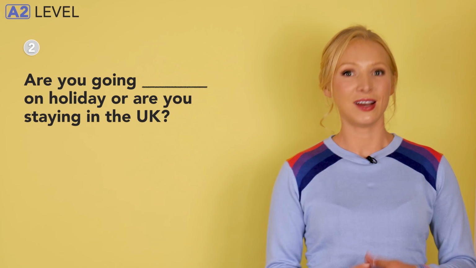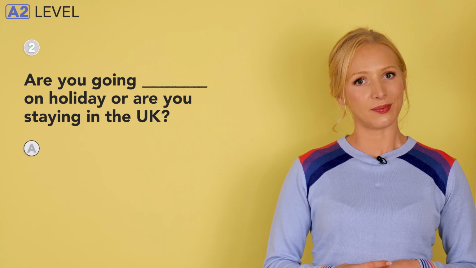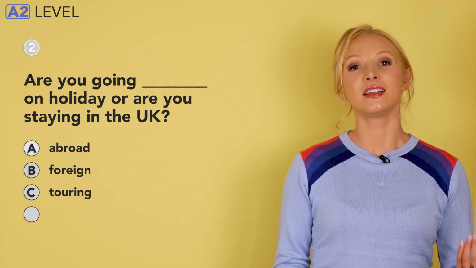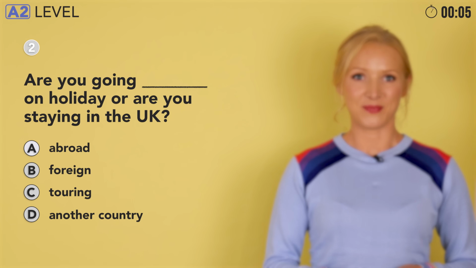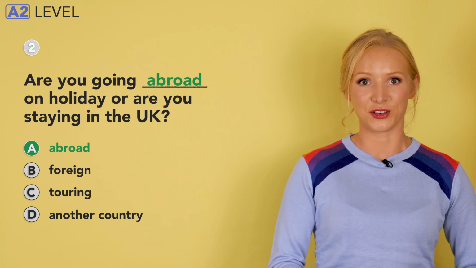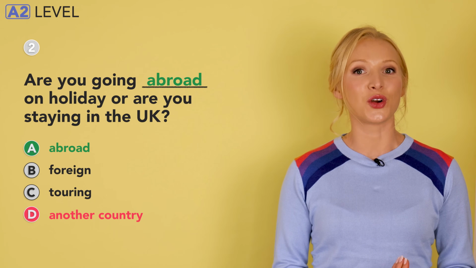Question 2. Are you going what on holiday, or are you staying in the UK? A, abroad. B, foreign. C, touring. D, another country. The correct answer is A, abroad. It means to or in a foreign country. Another country is incorrect because we would need to before it. To another country. Let's keep going.